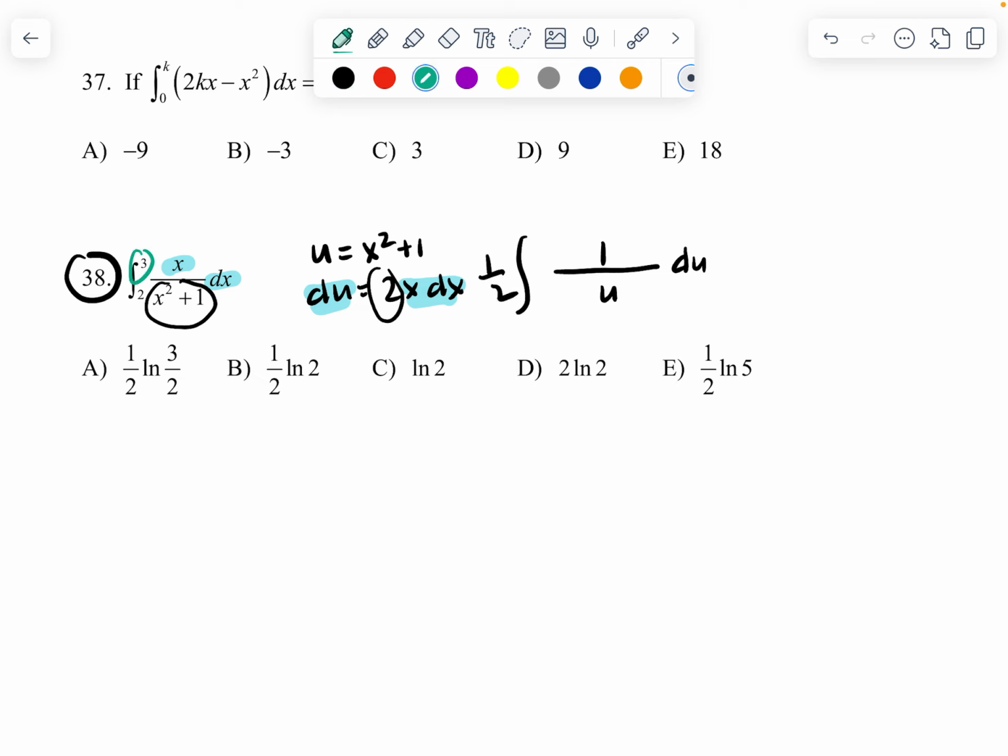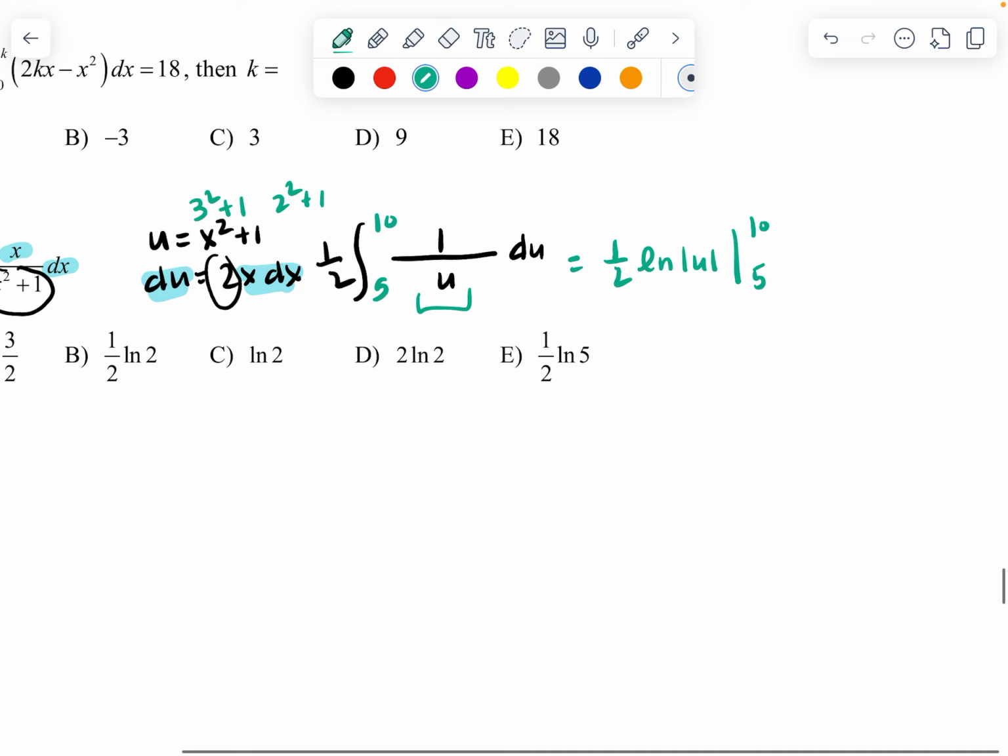So if x equals 3, this is going to be 3 squared plus 1. That's 9 plus 1, which is the upper bound of 10. And if x equals 2, I'm going to get 2 squared plus 1, which is 4 plus 1 with a lower bound of 5. Okay, so doing this, I'm going to have 1/2 the integral of 1 over u, which is ln of absolute value of u, evaluated from 5 to 10. And then if I plug that in, I'm going to get 1/2 ln of 10 minus 1/2 ln of 5.